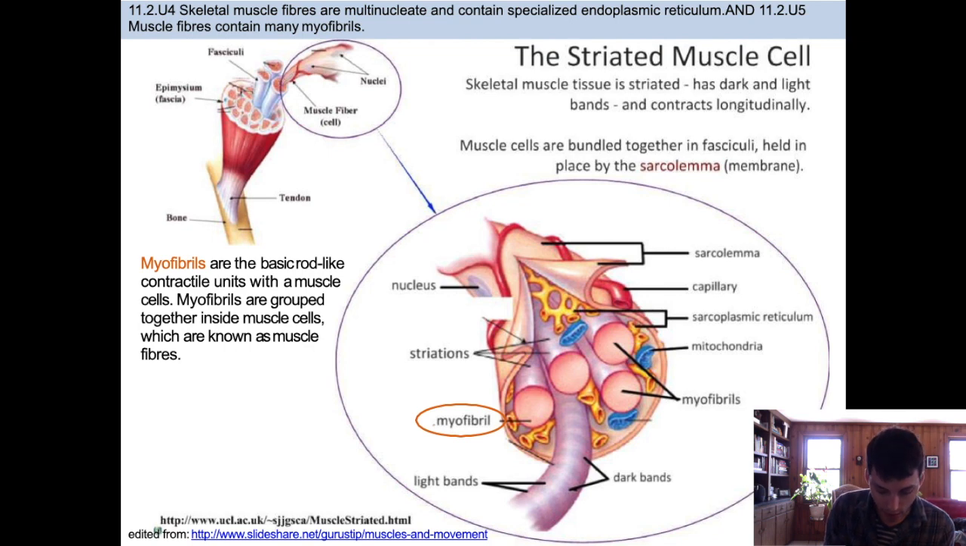And then the final thing to note is in here we have these myofibrils. They are the basic contractile units of a muscle group. So they are the individual threads that make up the string of the muscle fiber. They are grouped together inside muscle cells, which are known as muscle fibers. So the entire cell is a muscle fiber. This whole thing is a muscle fiber. But these individual bands in here are myofibrils.